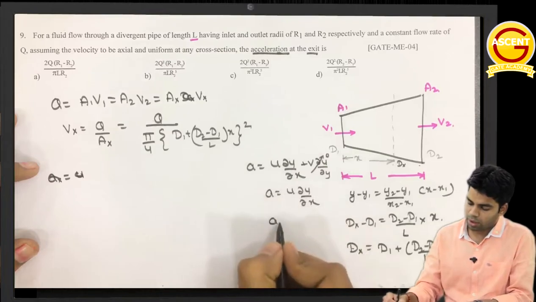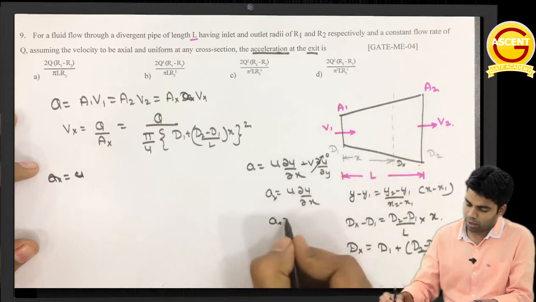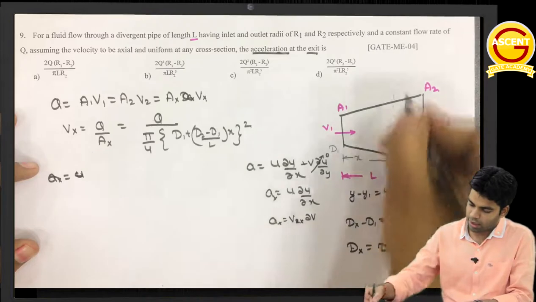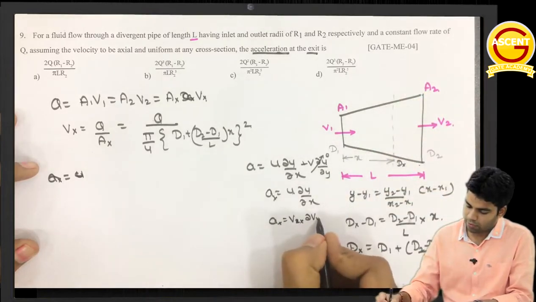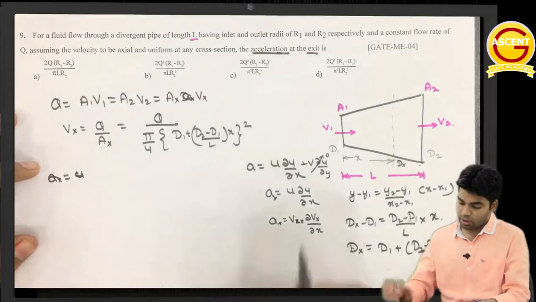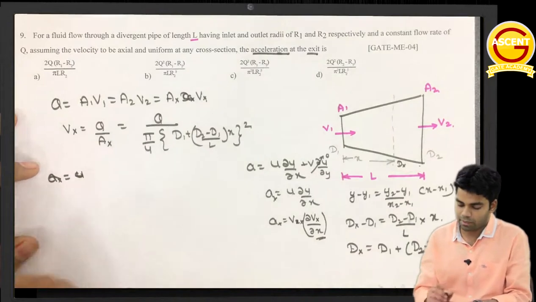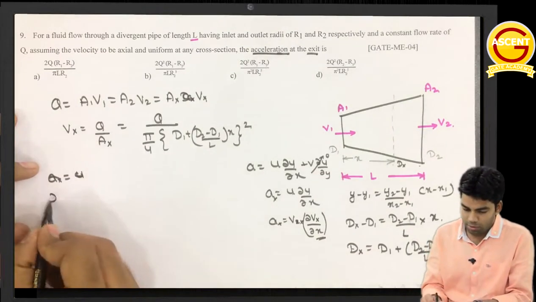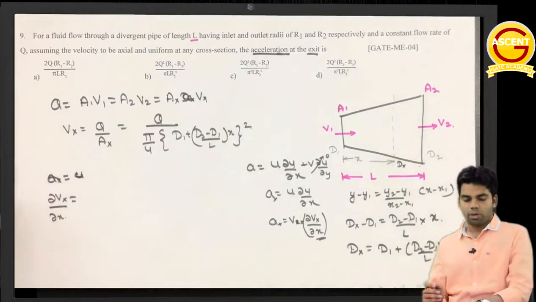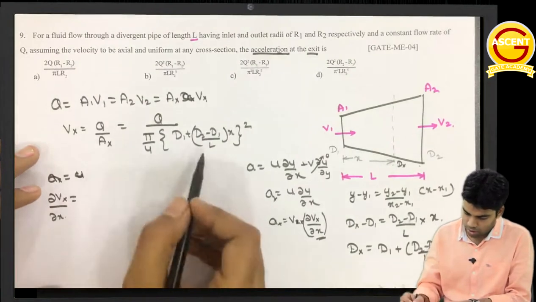Or you can say this Ax is equal to U, which is nothing but Vx at any point x, into del Vx by del x. Getting this? Okay, so for this we will have to determine del Vx by del x. So first thing we have to determine del Vx by del x. We have the value of Vx. So what will be del Vx by del x? Just differentiate this.